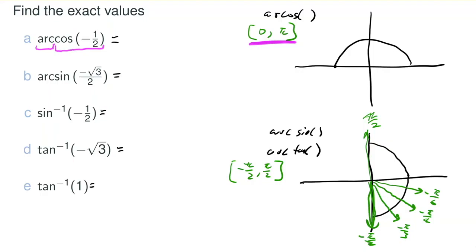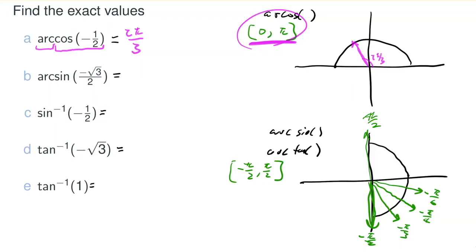Okay, so then on the unit circle it is this angle right here, which is 2 pi over 3. So this answer is just 2 pi over 3. But again, you must remember to only look at between 0 and pi. If you write this answer right here, 4 pi over 3, that is incorrect. It's only this answer.